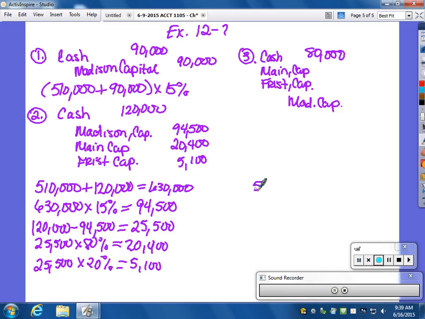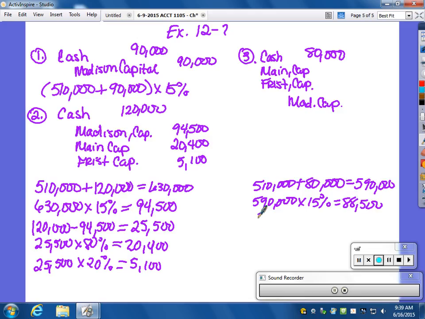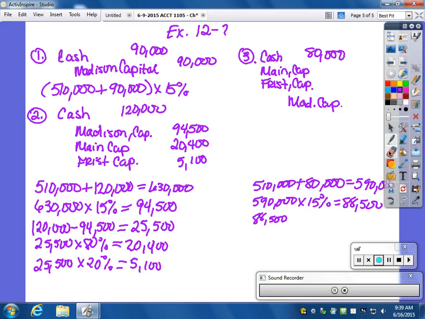So existing equity was 510,000, correct? Adding in 80,000 gives us how much? 590,000. Times 15%. Taking the 590,000 times the interest of 15% equals 88,500. So yes, times 80%. You hadn't gotten there yet. What are you missing?